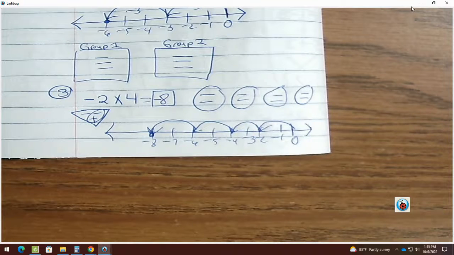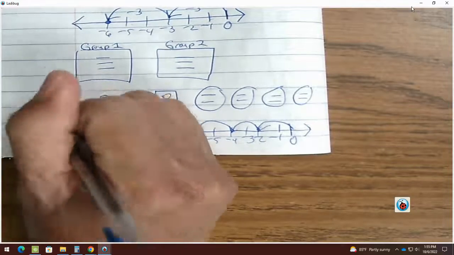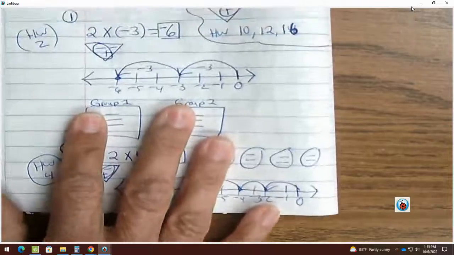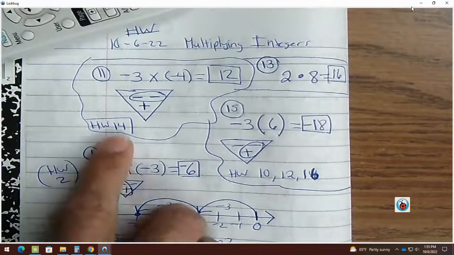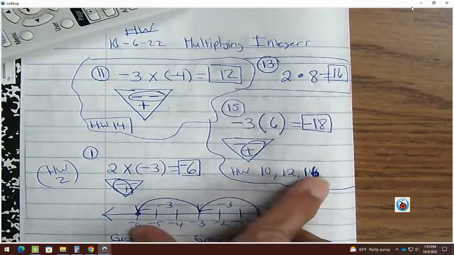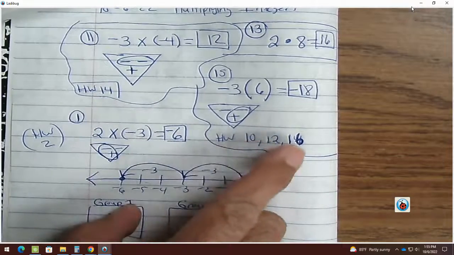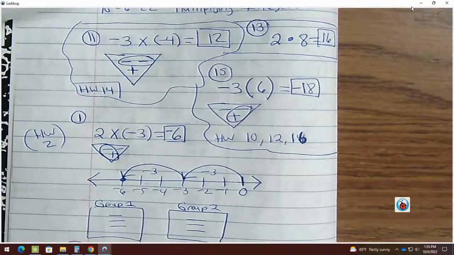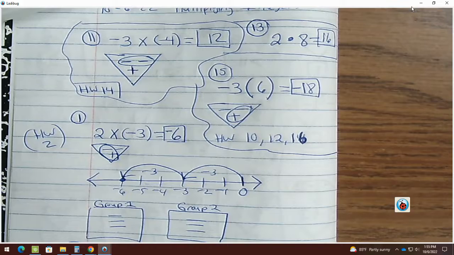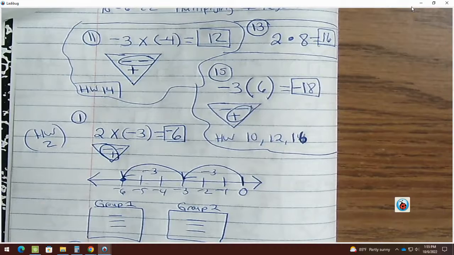Now, finally, the homework would be homework number 4. Okay? Now, let me review the homework so you can make sure that you know. 14 is for homework. 10, 12, 16 is for homework. 2 is for homework. And 4 is for homework. Parece como si es mucho, pero de verdad son 1, 2, 3, 4, 5, 6. 6 problemitas. Okay? 6 problems.